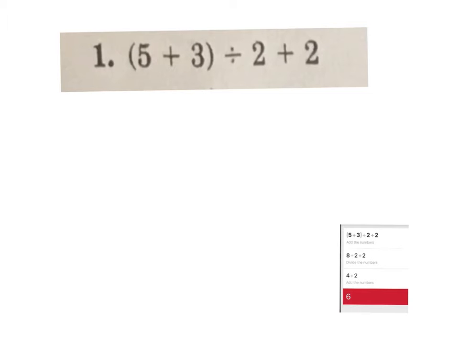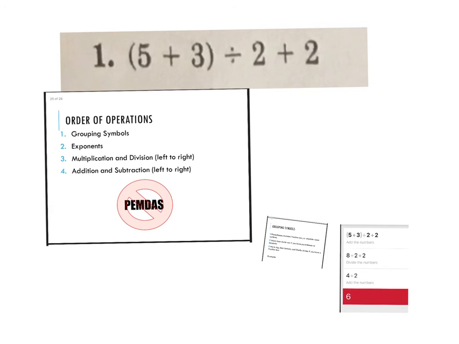All right, so a quick review of order of operations, right? Let me pop that in real quick here. As a reminder, order of operations is grouping symbols, then the exponents, then multiplication, division from left to right as you come to them, and then addition and subtraction from left to right as you come to them.